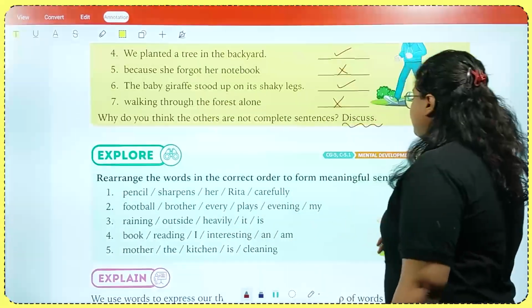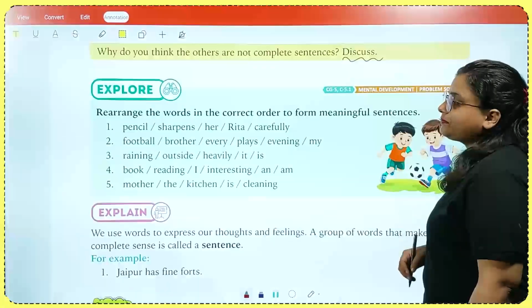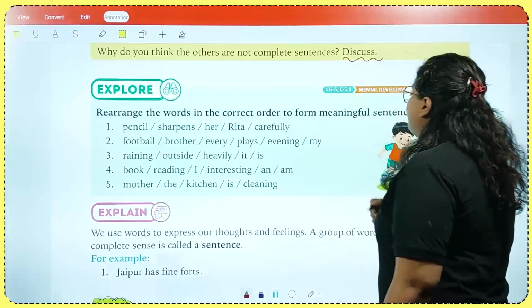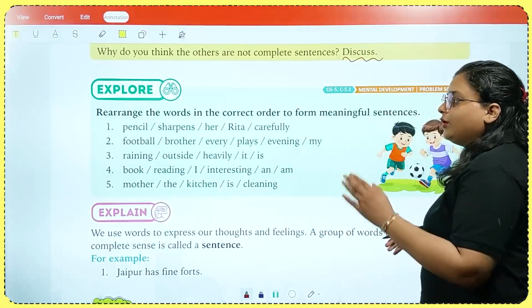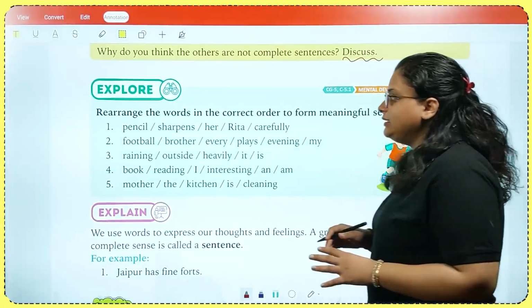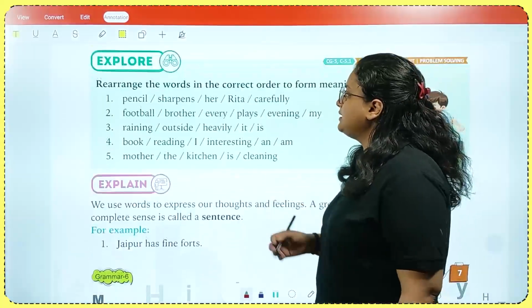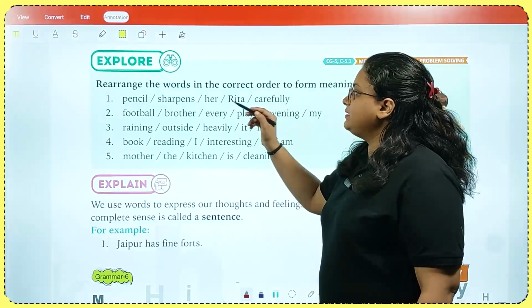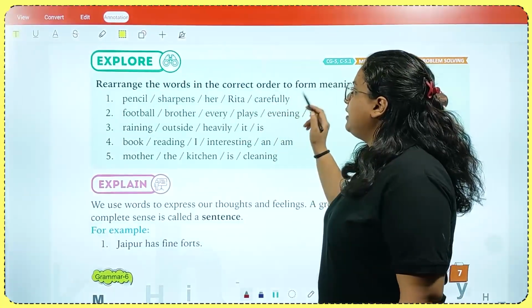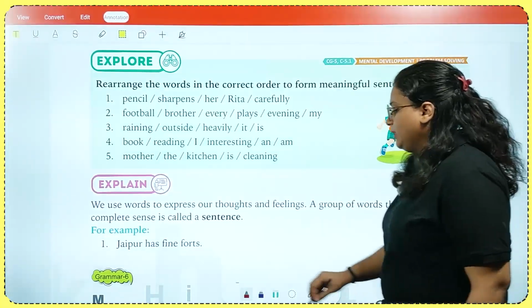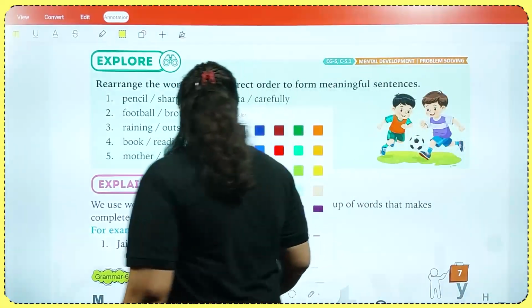Let us do something now. Explore. Rearrange the words in correct order to form meaningful sentences. Now what we have to do is arrange these words and form meaningful sentences. So what is the first sentence? Pencil sharpeners her Rita carefully. So what sentence can we make? We can make a simple sentence out of this.